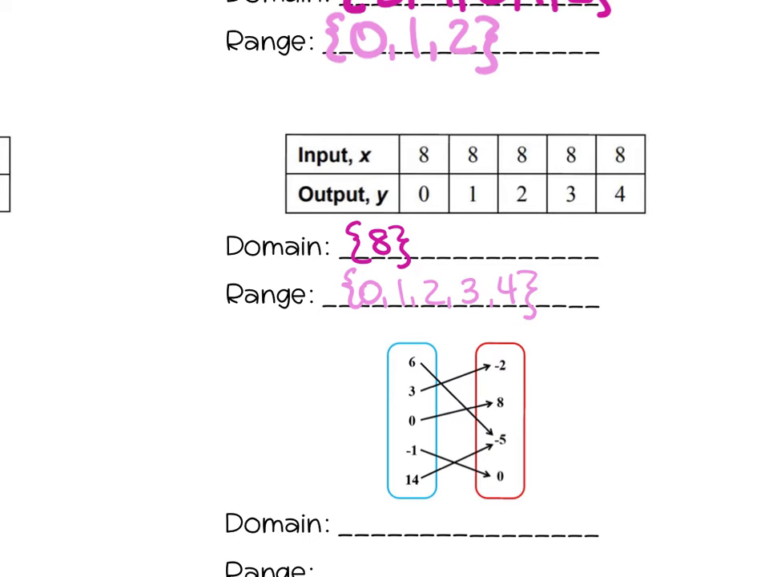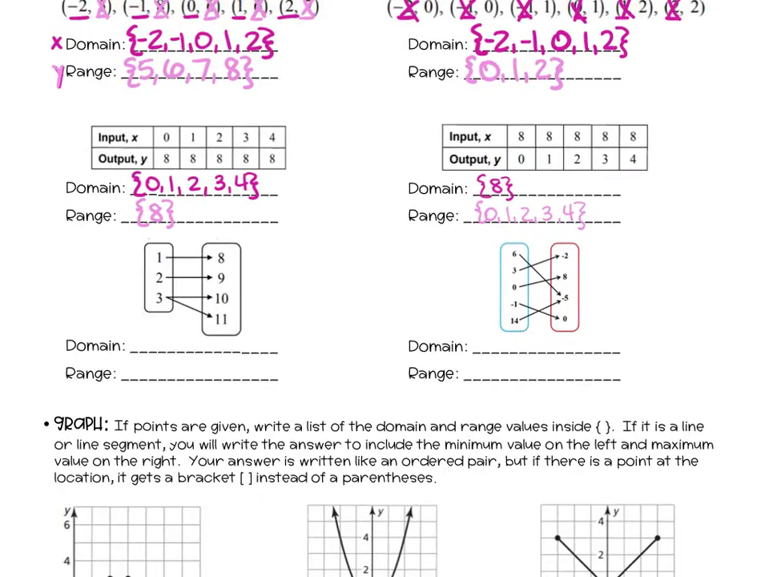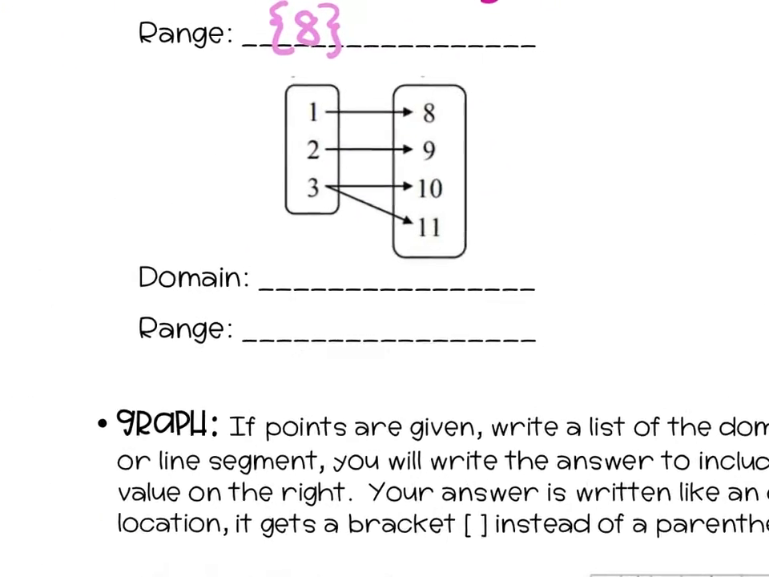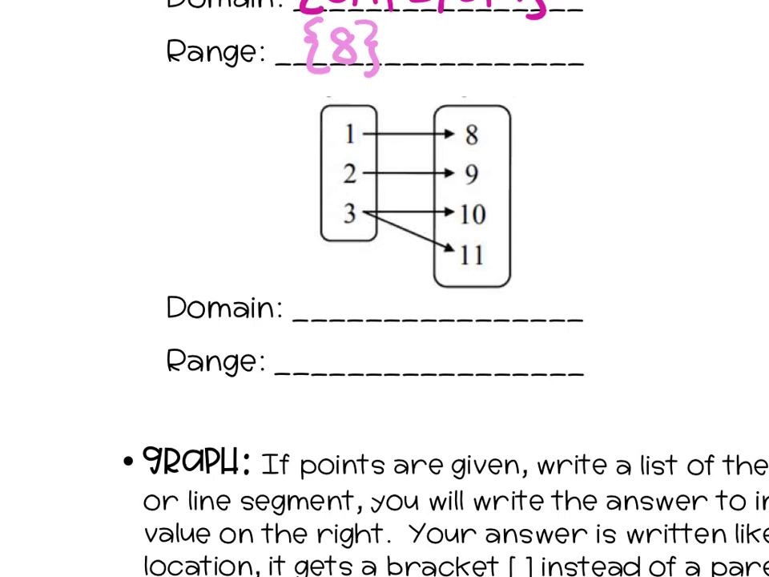Okay, hopefully you're checking your answer here, and that's what you should have gotten, 8 for the domain and 0, 1, 2, 3, 4 for the range. All right, now a mapping diagram. If you remember from last lesson, the left side is the x values or the inputs, the right side is the y values or the outputs.